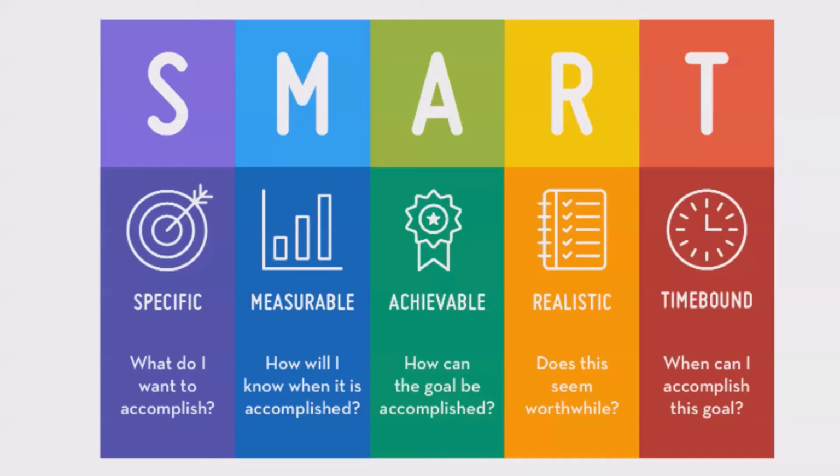So that's why you saw that I added some date ranges there, to give me something to use to identify: have I achieved that specific goal or not? The achievable, A, is how can the goal be accomplished? So how am I going to do this? What tools am I going to need to get to this? Is it going to be realistic?